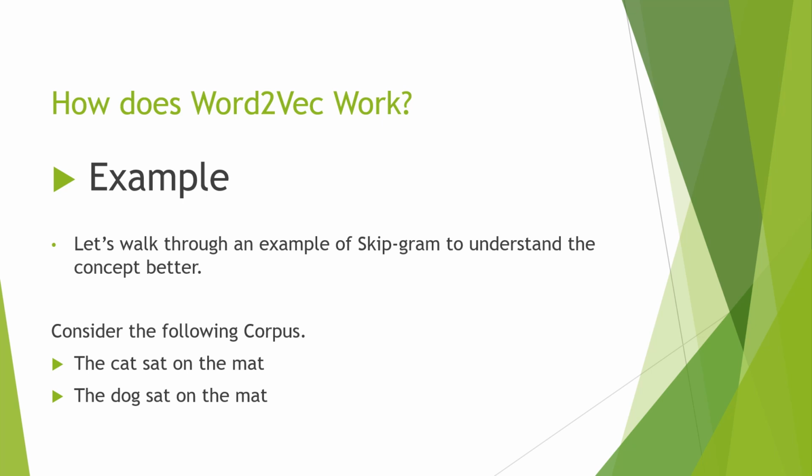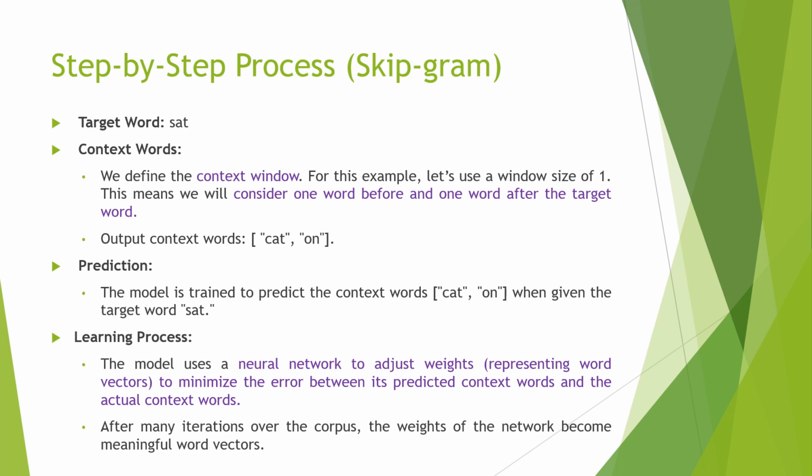Now let's see how this model works. Let us use skip-gram to determine the context words for a given target word. Let's consider two sentences in this corpus. The first sentence is "the cat sat on the mat", and the second sentence is "the dog sat on the mat". Given the target word sat, it generates the context words cat and on with a window size of 1. That means one word before the target word sat and one word after the target word sat is considered here.